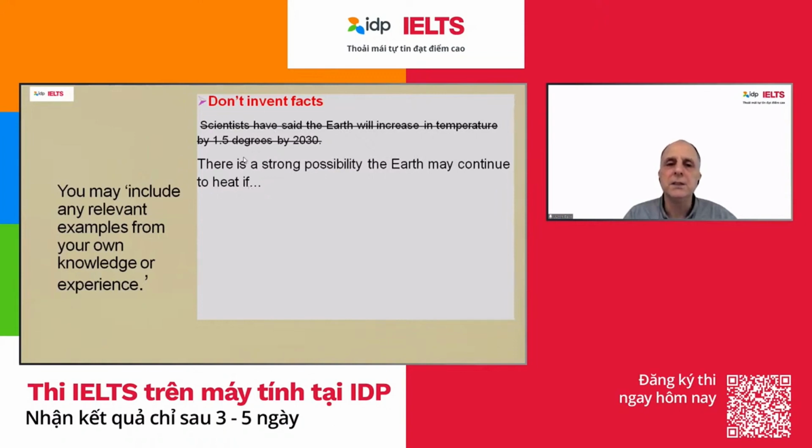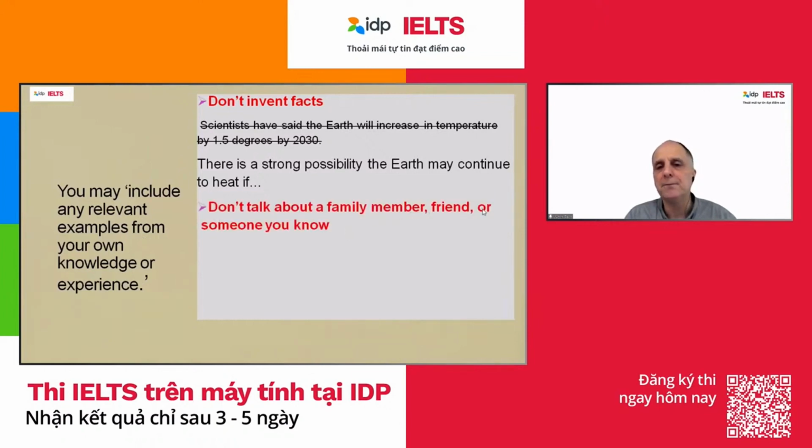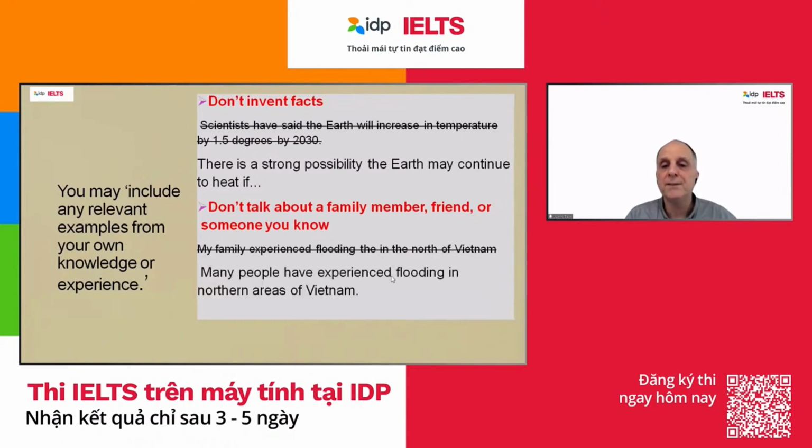So we're using your own opinion, and your own knowledge as well. Also, very important, I see this so often: don't talk about a family member, friend, or someone you know. "My family experienced flooding in the north of Vietnam." Instead: "Many people have experienced flooding in the northern areas of Vietnam." Remember, these kinds of examples should be short. And once again, these are from your own knowledge, but they support the task.